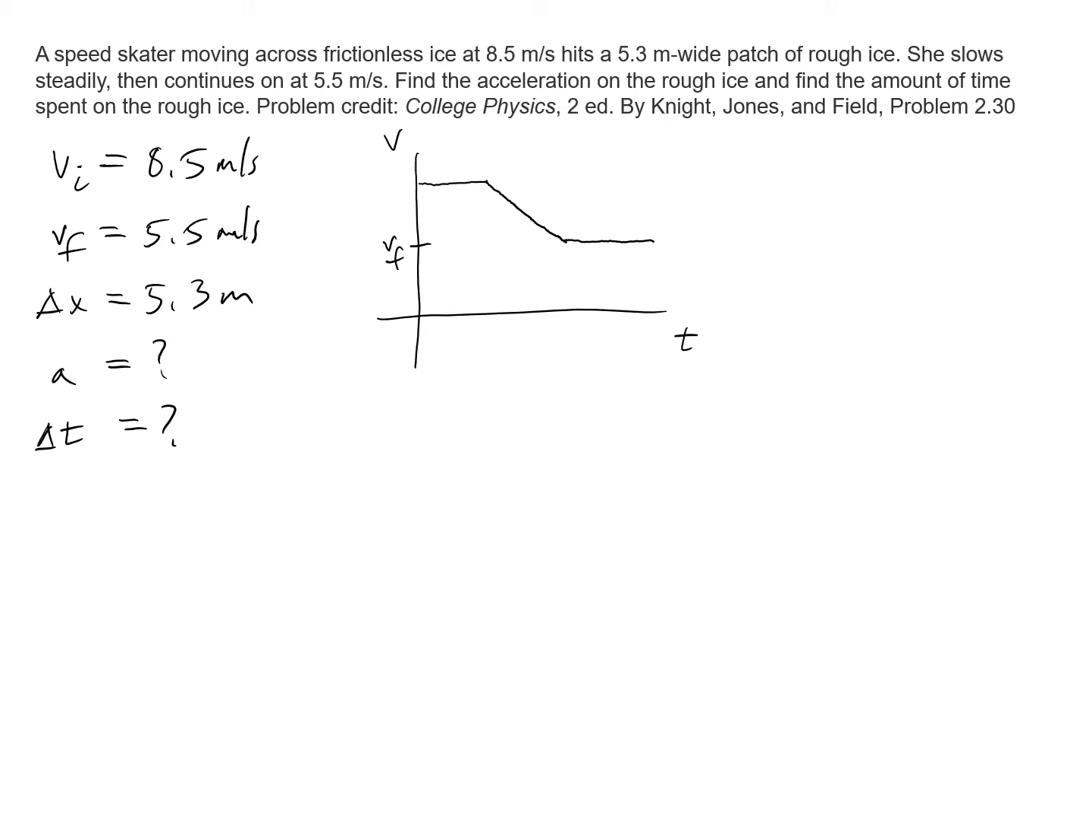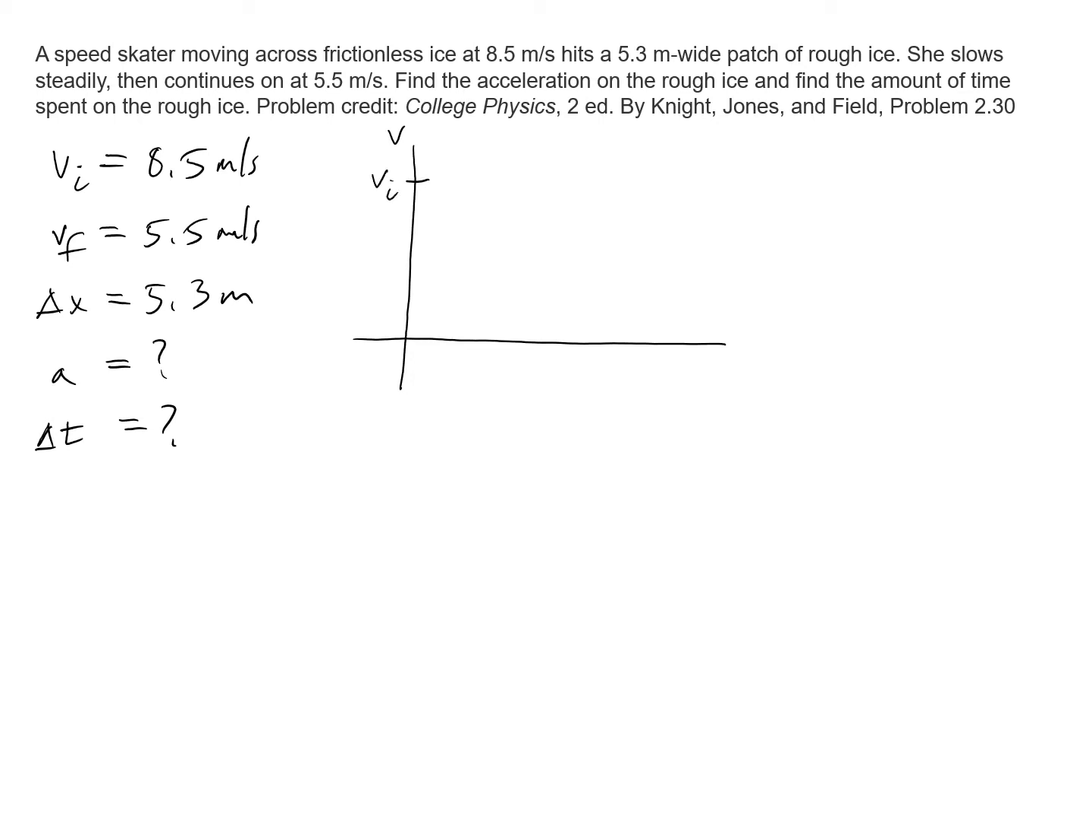everything important in this problem is just occurring right in this middle section where the slowdown occurs. We're not asked anything about what happened before or after. So what I really prefer to do is focus in on only that section of the graph, just to make things a little less cluttered. On that one section where the slowdown occurs, we start at this initial velocity here. We decline, based on the rough patch of ice, to a lower value. This is going to be the final velocity here.